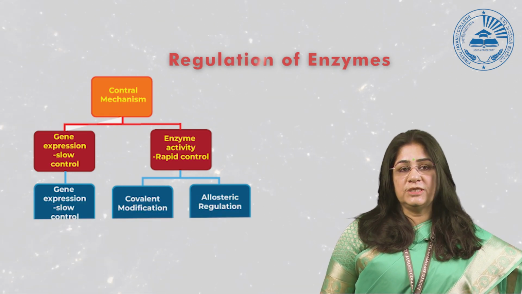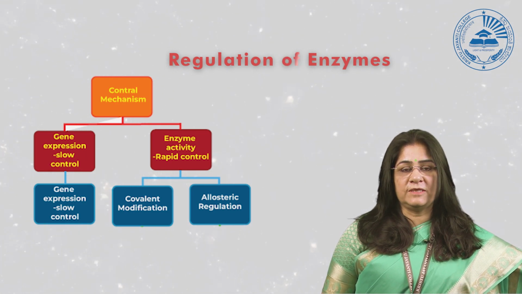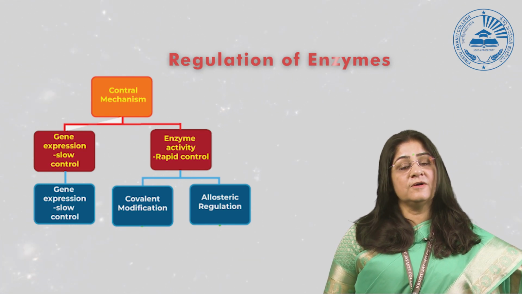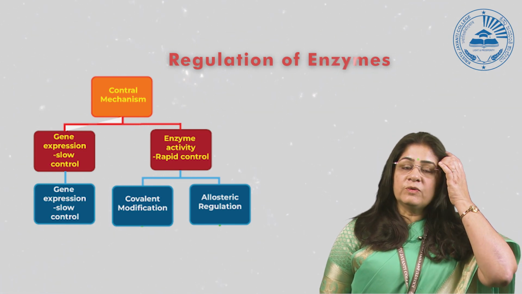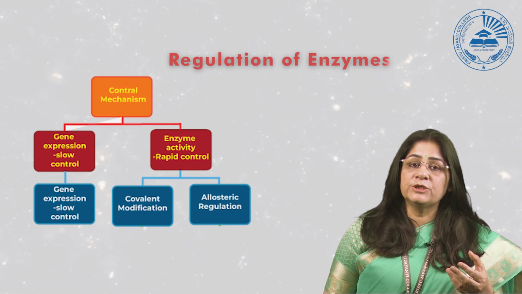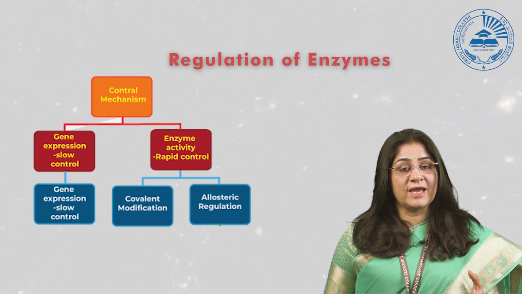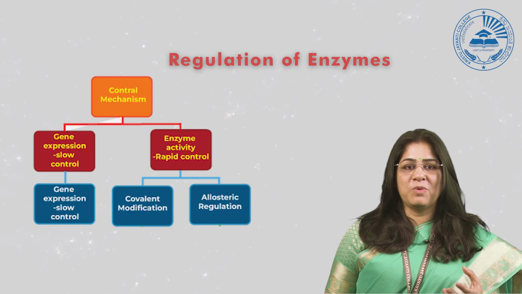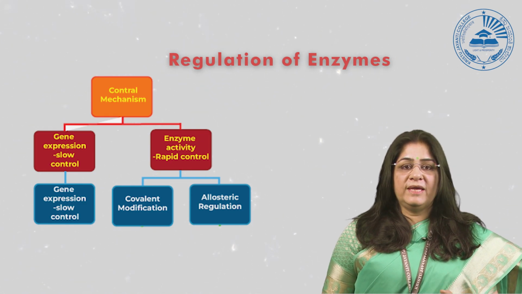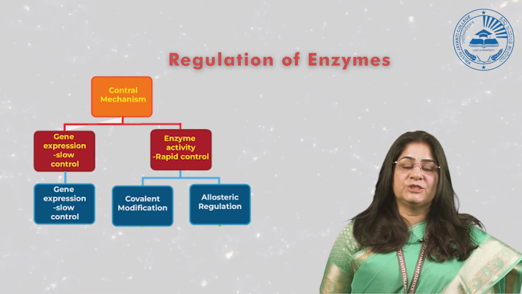So, that is gene expression, and the next one is the rapid control, which focuses on two aspects. There are two different methods: one is covalent modification and the other is allosteric regulation. In covalent modification, a particular molecule comes and binds covalently to the enzyme, and you all know that a covalent bond is a very strong bond. So, out of the enzyme activity there are two ways: covalent modification and allosteric regulation.